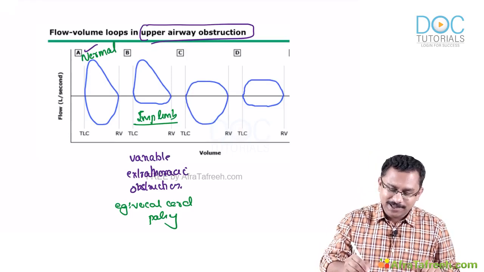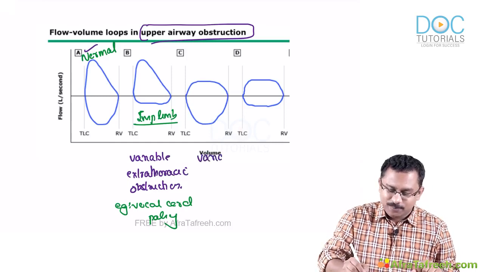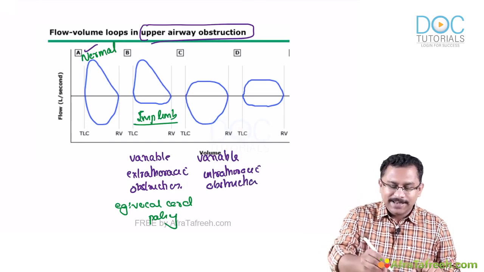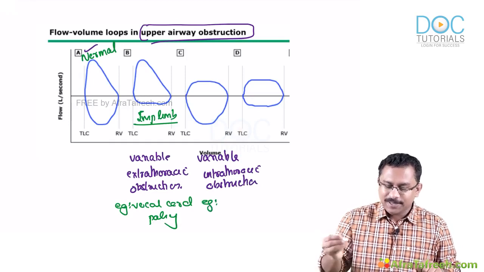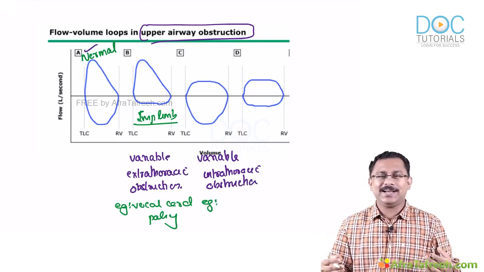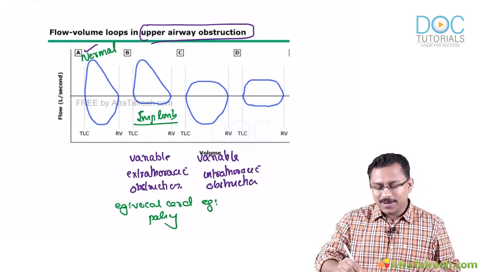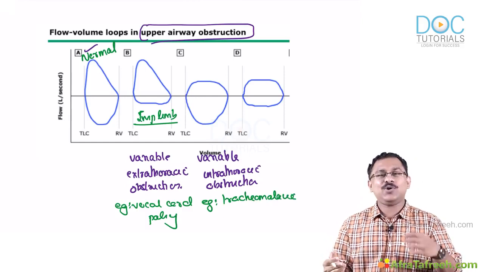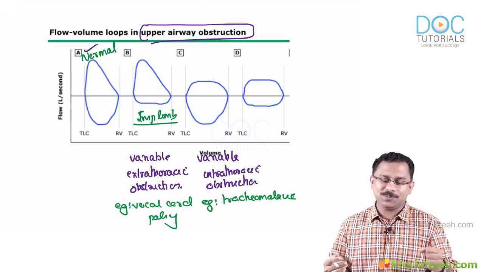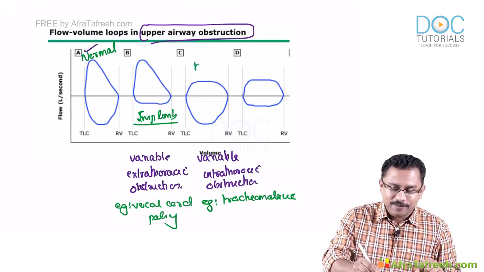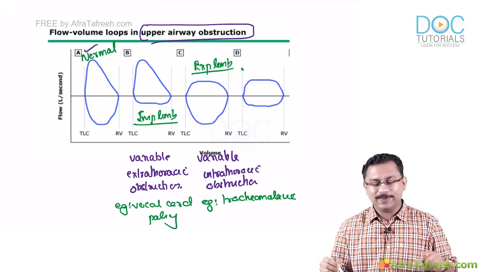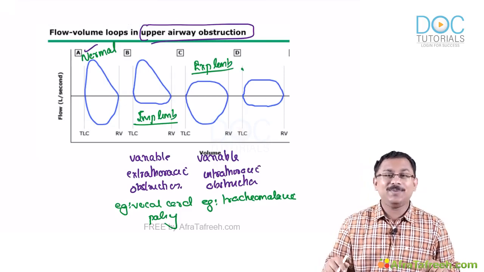Whereas when it comes to a variable intrathoracic obstruction, as in case of, say, tracheomalacia in the intrathoracic part of the trachea, in such a scenario you have a variable intrathoracic obstruction, and that is predominantly affecting the expiratory limb. Very, very important. So that will be the shape.